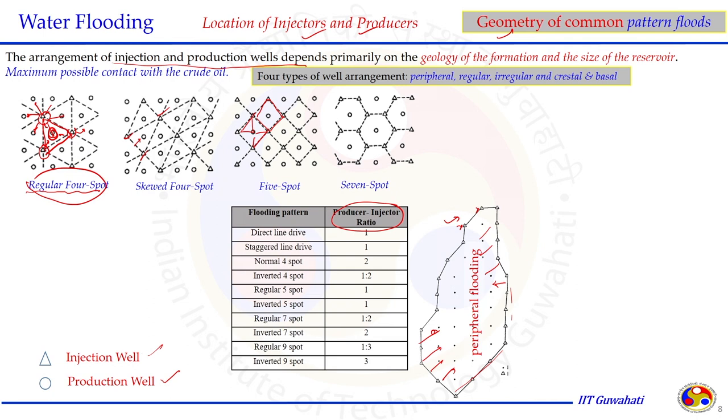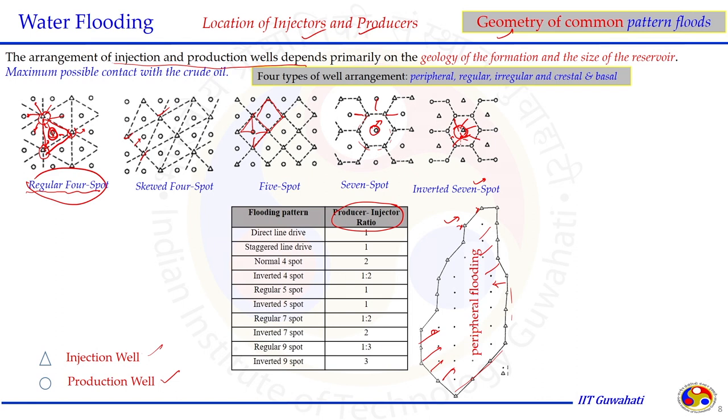In the 7-spot, we have the arrangement of 1 production well supported by 6 hexagonally shaped injection wells, and remember this injection well is also supporting the other ones. So the production well is supported by 6 injection wells, while each injection well may be supporting some other production wells in the field. In inverted 7-spot, we have 1 injection well in the center. This is supporting 6 production wells. Those are in the hexagonal shape.